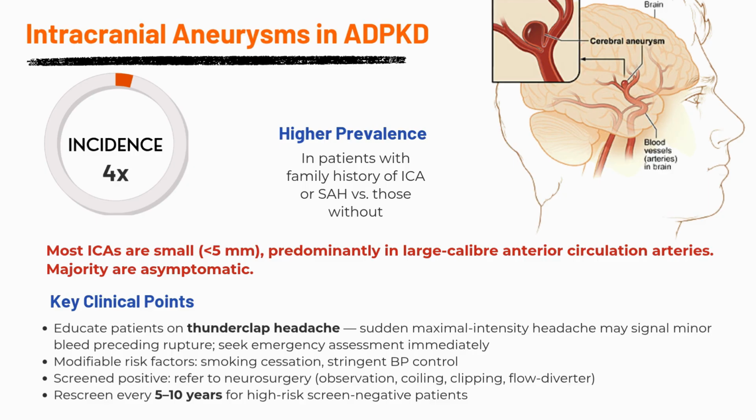Now let's move to an important extrarenal manifestation of ADPKD: intracranial aneurysm. This is clinically critical because although many are silent, rupture can be catastrophic. Patients with ADPKD have about a 4-fold higher prevalence of intracranial aneurysm compared to the general population, and the risk is increased even more in those with a family history of aneurysm or subarachnoid hemorrhage. Most aneurysms in ADPKD are small, typically less than 5 millimeters. They are usually located in the anterior circulation, and importantly, the majority are asymptomatic and discovered incidentally.